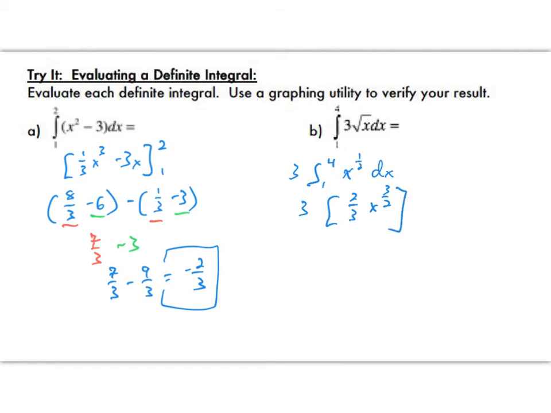Now, how do I get that? Well, I have to add 1 to the power, making it 3/2, and then dividing by that 3/2 is the same as multiplying by 2/3. And I can evaluate that at 1 and 4.